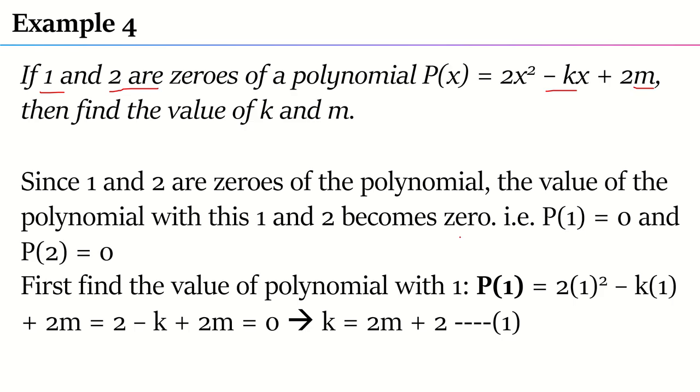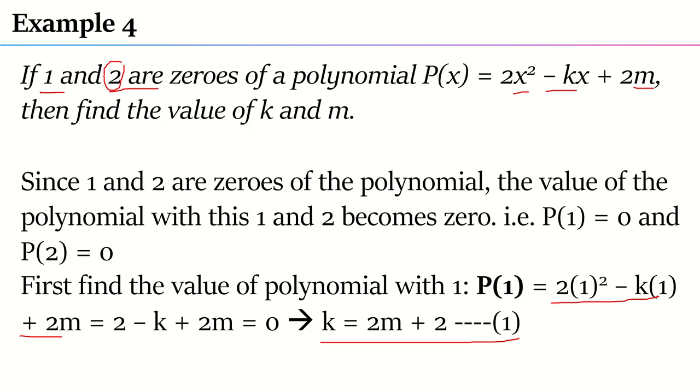So first, P of 1, I substitute the value of 1 in the place of x. 2 into 1 square minus k into 1 plus 2m. So that is what I have put here. And that leads to 2 minus k plus 2m is equal to 0, which on rearranging becomes k is equal to 2m plus 2. This is one equation. Now you have to repeat this with the other zero, 2.